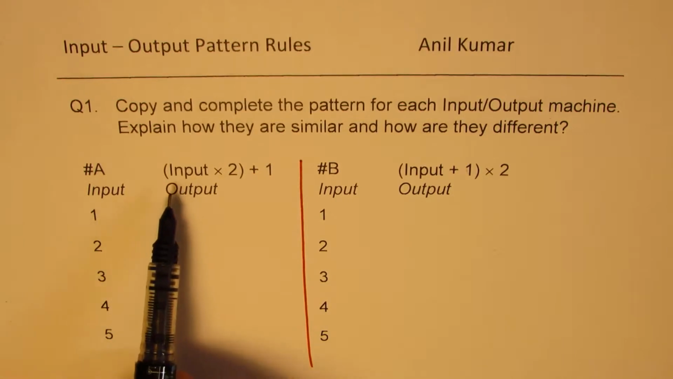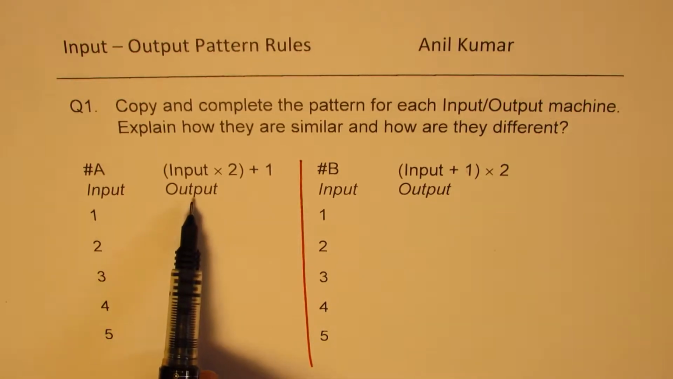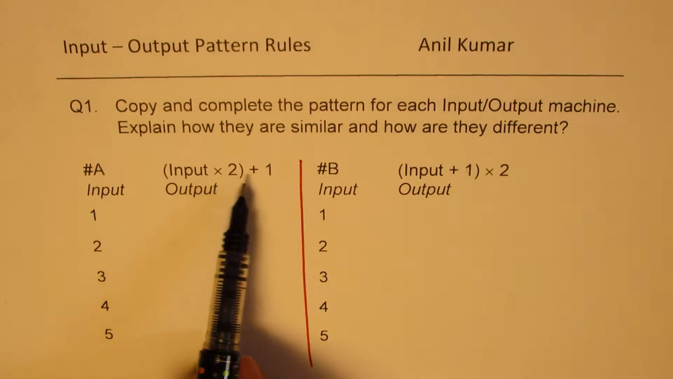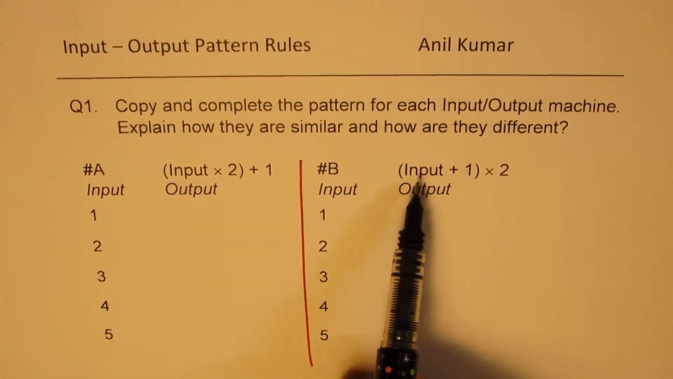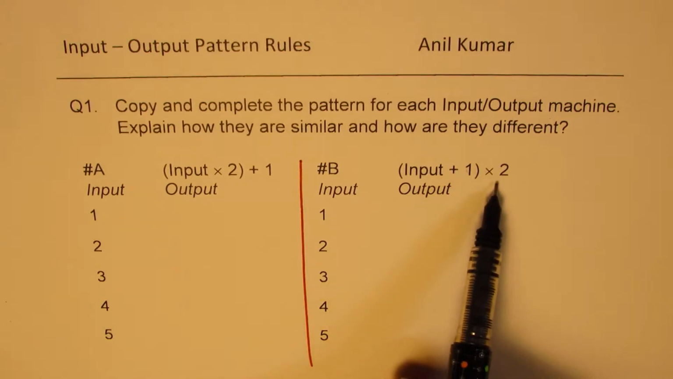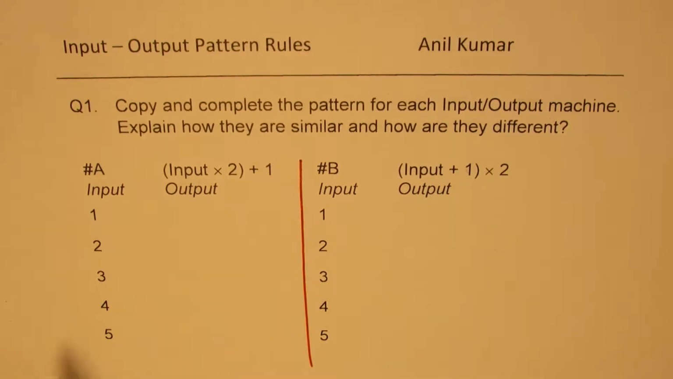For A, we are given inputs of 1 to 5. We need to calculate the outputs. Each output in machine A is input times 2 plus 1. For machine B, the output is input plus 1 times 2. So the order of operations is slightly different, right?